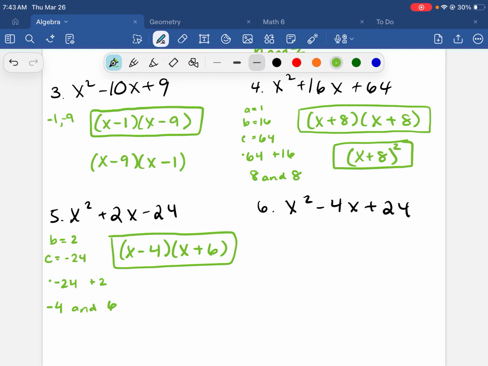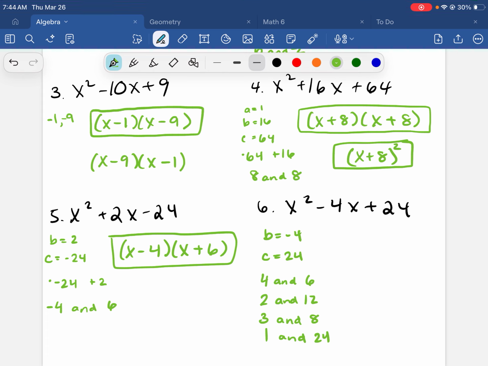And last but not least here, x squared minus 4x plus 24. It's very similar to number 5 with that 24, but we have a positive 24 here. And they have to add to something different, so negative 4. And they're going to multiply to positive 24. So 1 and 24, 2 and 12, 3 and 8, 4 and 6. None of those are 4 apart.